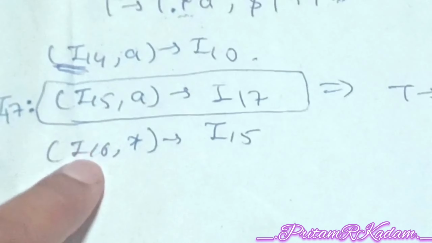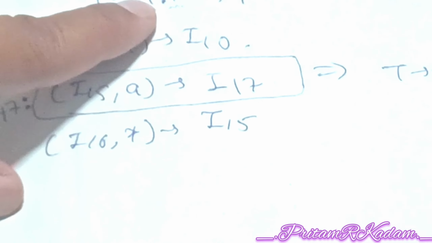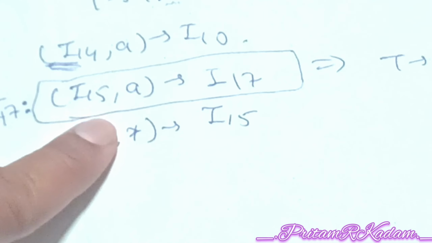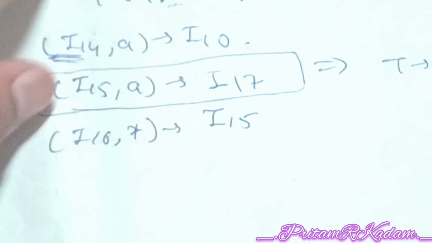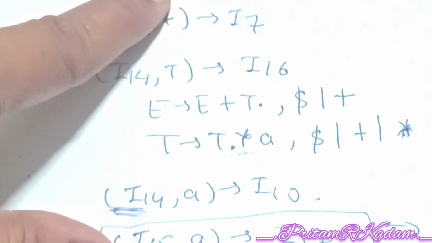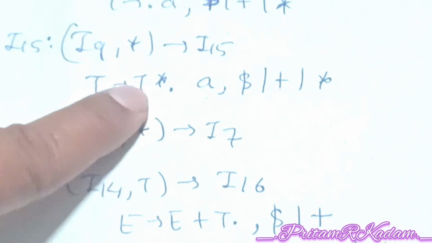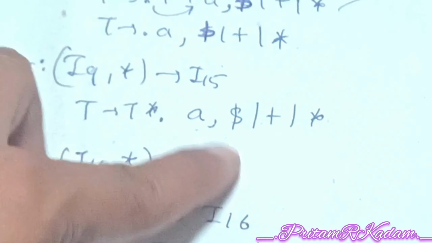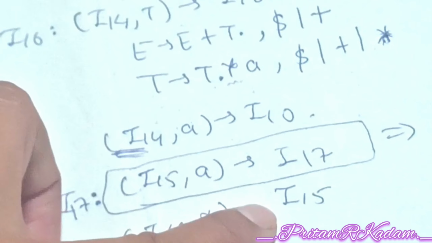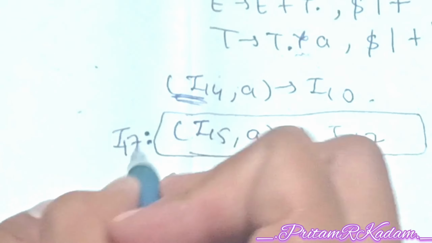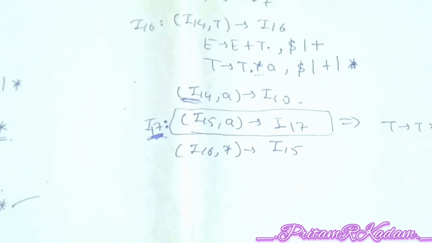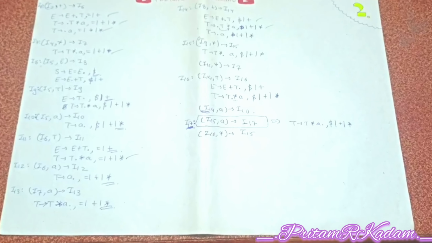And the next state is I16 on star goes to I15. I16's production was T star dot A, which is the same as that, and the look aheads are also the same, that are dollar, plus and star. So I directly wrote it as I15. So the maximum number of states in this grammar is 17.